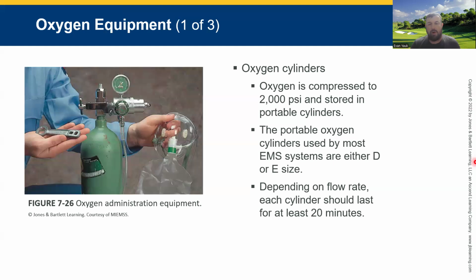Oxygen equipment. Oxygen is considered a drug or a medication. Just throwing that out there. People don't realize that. Oxygen is compressed to 2,000 pounds per square inch, or psi, and stored in portable cylinders. These cylinders are going to be green. The portable oxygen cylinders used by most EMS systems are either a D or E size. Depending on the flow rate, each cylinder should last about 20 minutes.